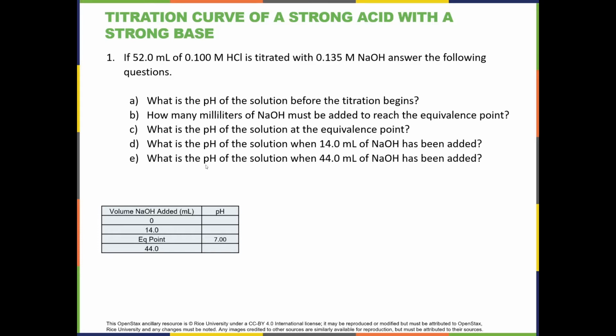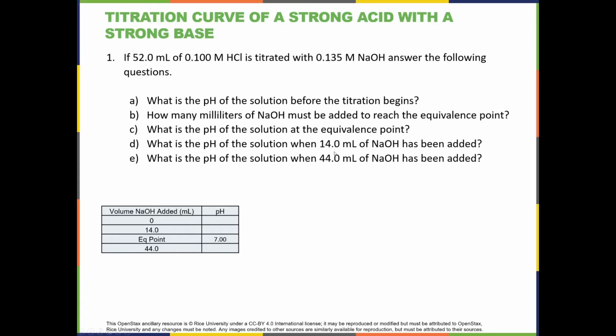Now again, here we're doing calculations, not measurements, and so it's a little bit different. It says, what is the pH of the solution before the titration begins? So when 0 NaOH is added, what is the pH? So we have 0 and the pH. How many milliliters of NaOH must be added to reach the equivalence point? We don't know what the equivalence point is, but we do know the pH will be 7. Why? Because we have strong acid and strong base. What is the pH of the solution at the equivalence point? Well, that we already know. The pH of the solution at the equivalence point will be 7 because it will be NaCl and H2O.